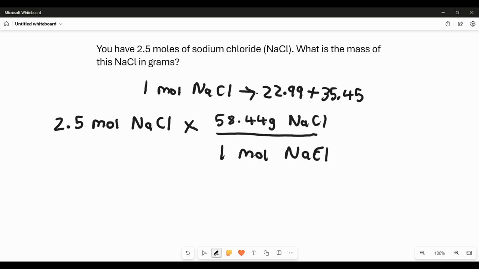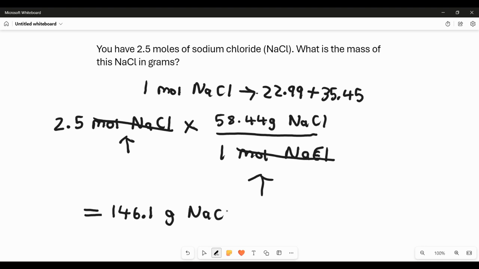And since the bottom of this expression is equal to this, the units will cancel out, which means that we are left with 2.5 times 58.44 grams of sodium chloride, which will give us 146.1 grams of sodium chloride. That's how to approach this problem. So again, if you didn't get it, rewind the video, and I hope that made sense. Let's move on to the next problem.